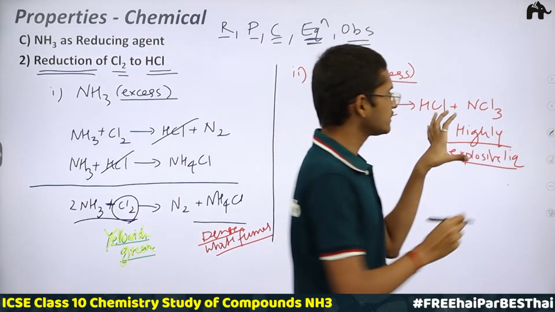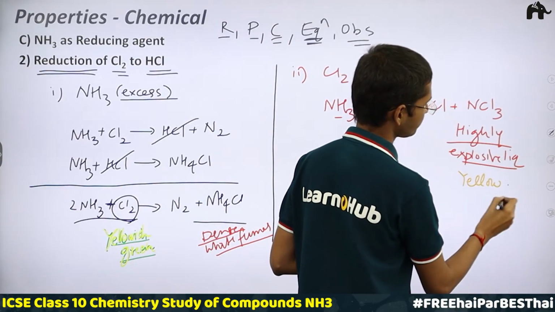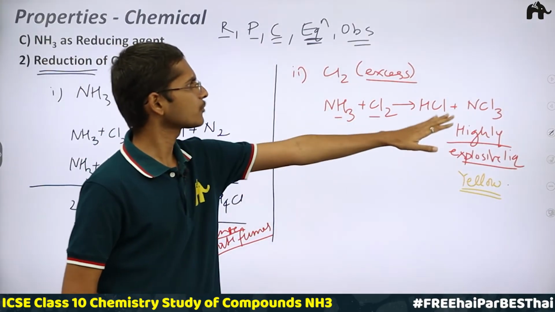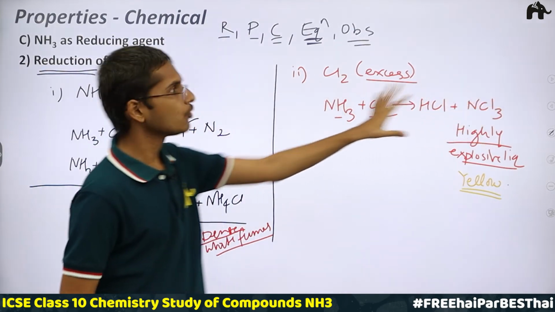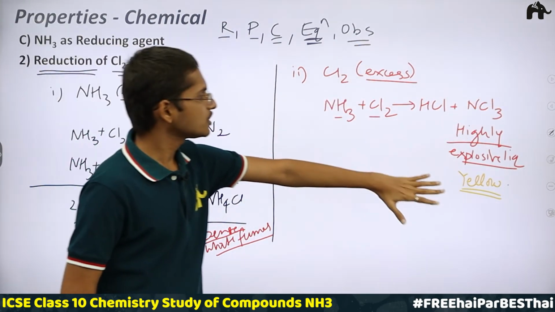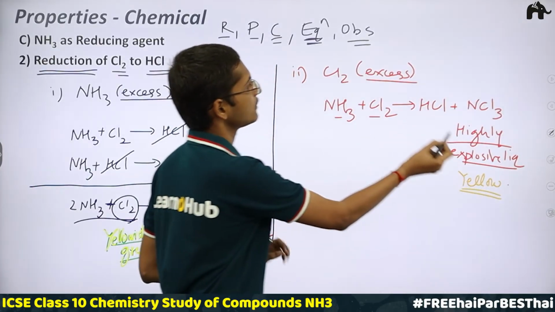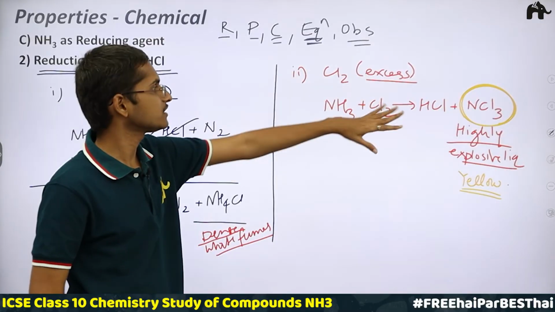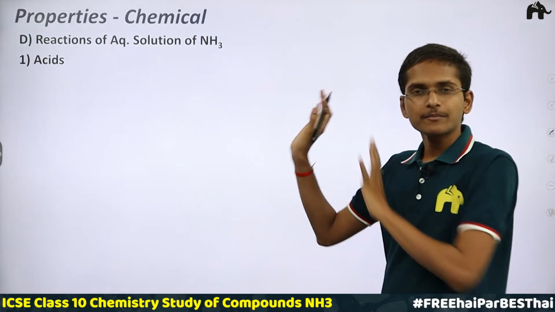Now, the interesting thing we need to remember is that it is also yellow colored. So I have told you: reactants, products, condition, then equation, you need to balance it, and then observations. So the observation would be that a yellow colored liquid is formed. This NCl3, a yellow colored liquid, is formed when the reaction is taking place. Very simple, very clear.